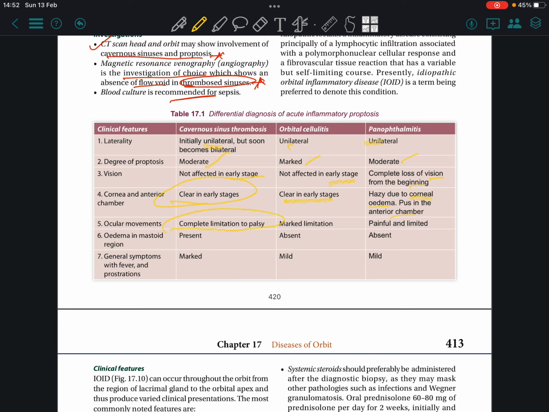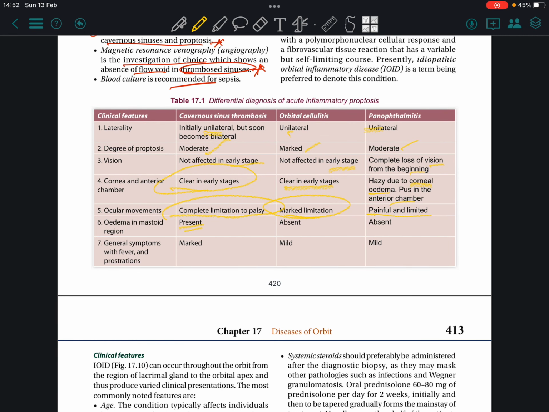Ocular movement: complete limitation to palsy in cavernous sinus thrombosis, marked limitation in orbital cellulitis, painful and limited in panophthalmitis. Edema in mastoid region is present in cavernous sinus thrombosis, absent in the others. General symptoms with fever and prostration are marked in cavernous sinus thrombosis, mild in the others.